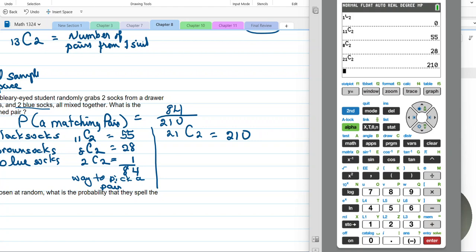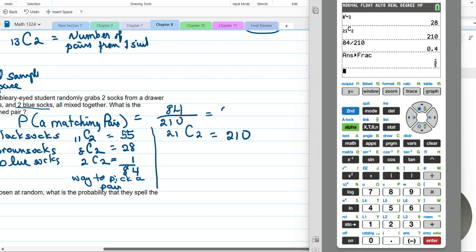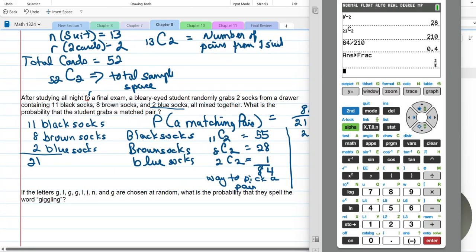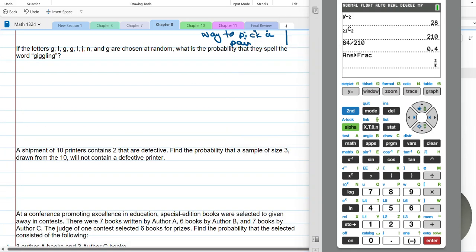So let's do that with our calculator. 84 divided by the 210. And it's 40% or 2, and that would be 2/10, right? Oh, I didn't hit frac. 2/5 rather. And since that's a beautiful fraction, I know it'll want a fraction. All right. So now we're getting to this one. And we're going to be talking about repetition of letters.